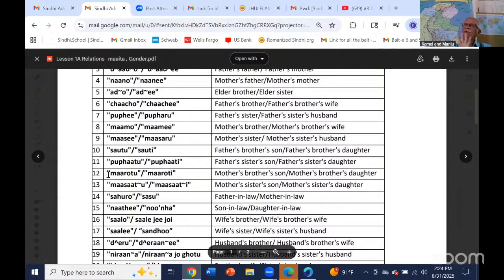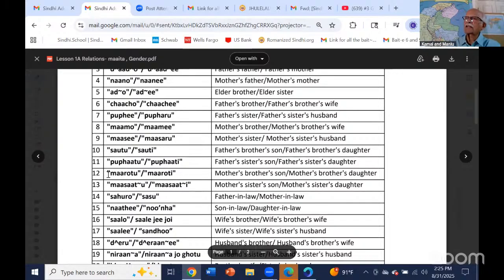Same principle of singular and plural. All genders here will follow the same rule that you learned. But basically, I am trying to tell you that the Sindhi language is a very rich language. It has a name for every relationship.